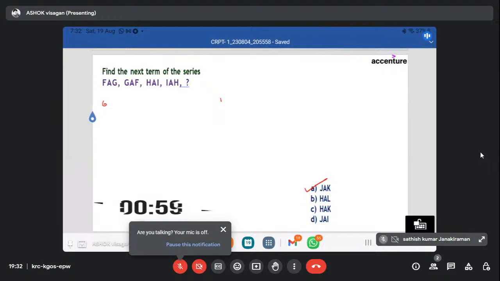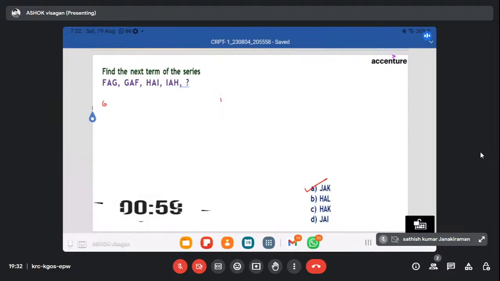What is the logic they have used? Previous letter and next letter. If we take the first one, F, A, G: F's next letter is G, which is the third letter. In the second set, G's previous letter is F. That's why they gave it. The third letter is again a forward letter, and the fourth one is a reverse letter.